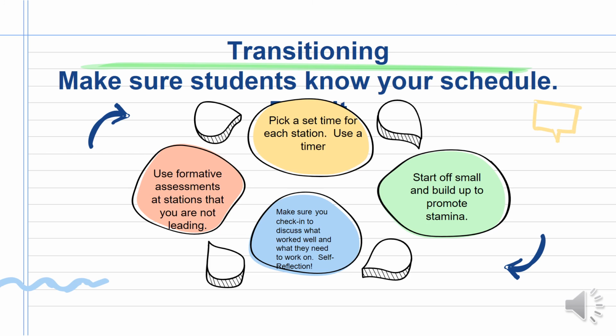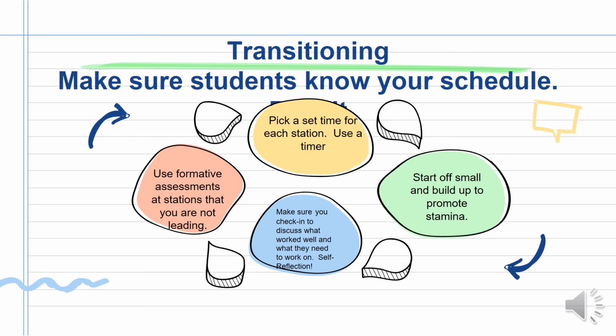Start off small and build up to promote stamina, and this is what I was sharing about how you set it up in the beginning. Really teach and model those stations so that students know exactly what is expected. Make sure you check in to discuss what worked well and what they need to work on. Lots of self-reflection, not only during the beginning phases of this, but throughout the whole time that you're implementing station rotation. Start with a check-in, end with a check-in.